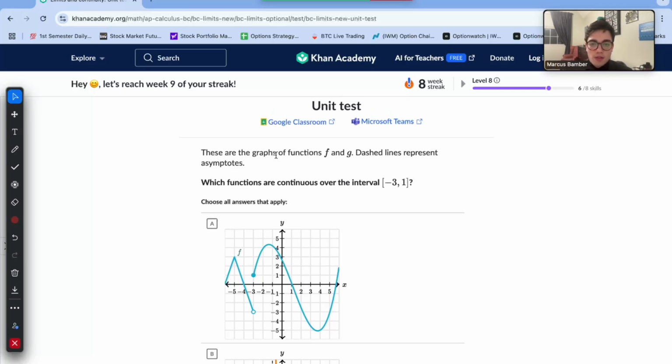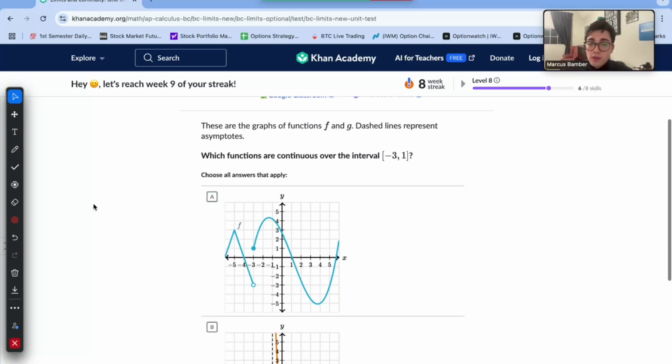Okay, these are the graphs of the functions f and g. Dashed lines represent asymptotes. Which functions are continuous, meaning that there's no breaks, there's no holes, there's no discontinuities, there are no unbounded parts to worry about. That is continuity. So from -3 to +1. As we can see here, we had defined from -3 to +1. There are no breaks. So answer choice A works. We don't have to worry about this part over here since that's not part of -3.